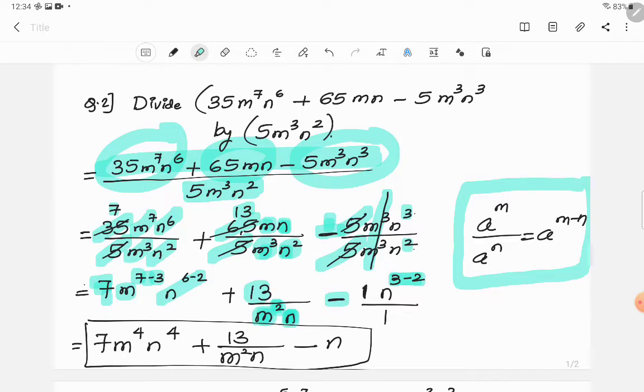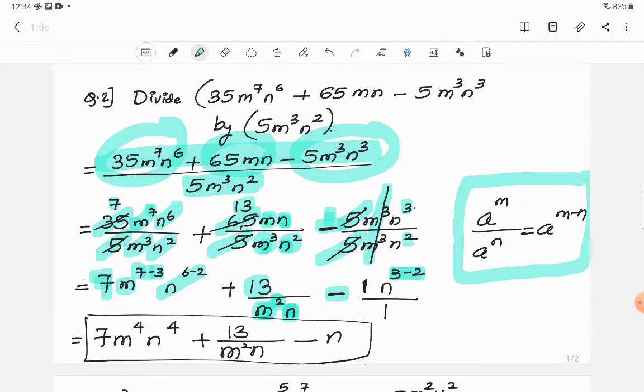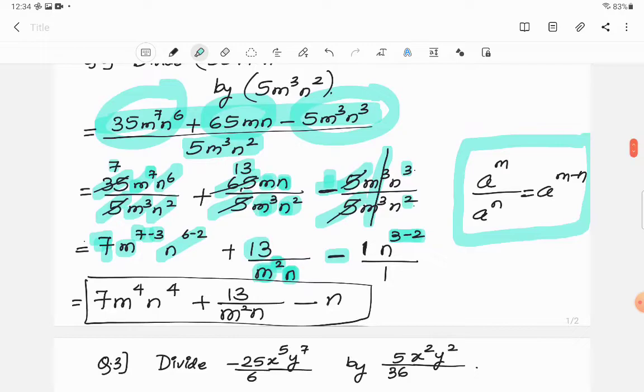What do I mean by expanding? m to the power 7, you can write m into m into m, like that 7 times. n to the power 6, you could write n into n into n, like that 6 times. And then cancel. But that is going to become a very big question. So for such kind of questions, I recommend using exponents, properties of exponents, or the quotient law, right? Which I have written on the right hand side inside the box.